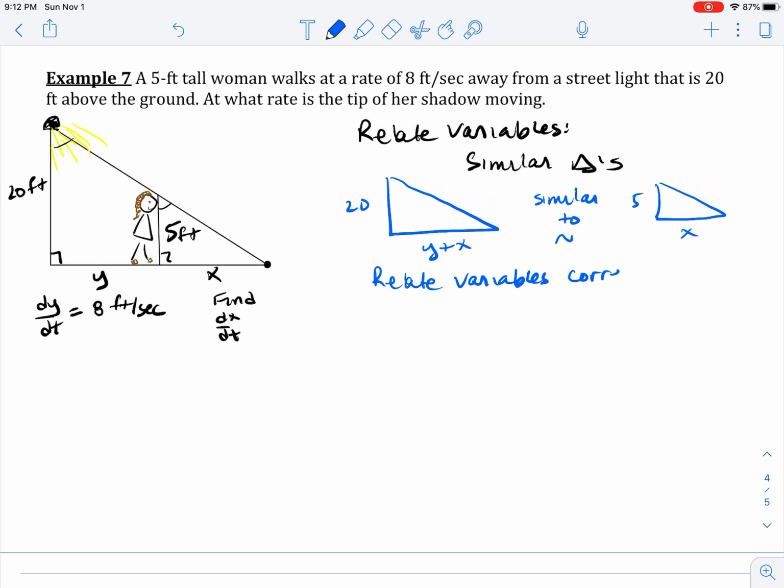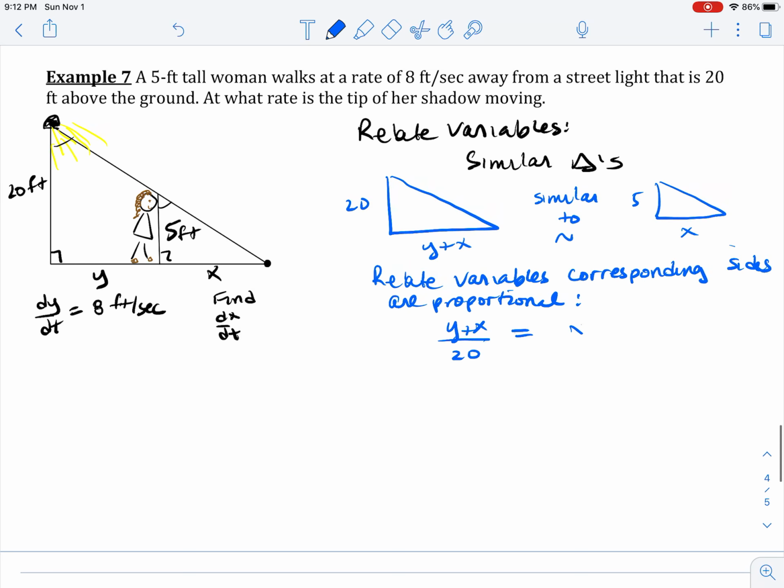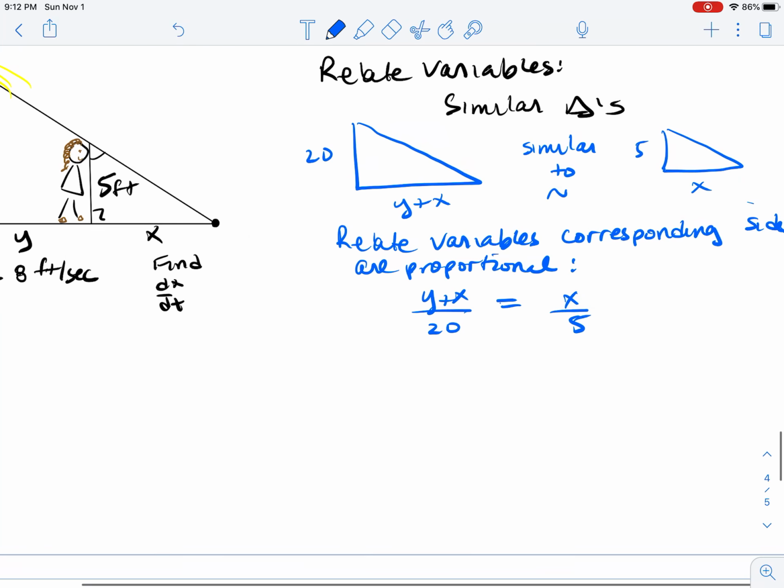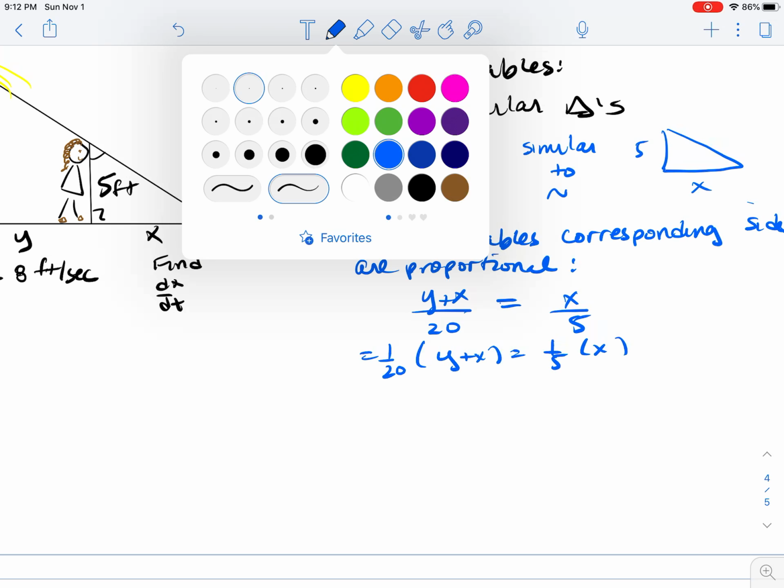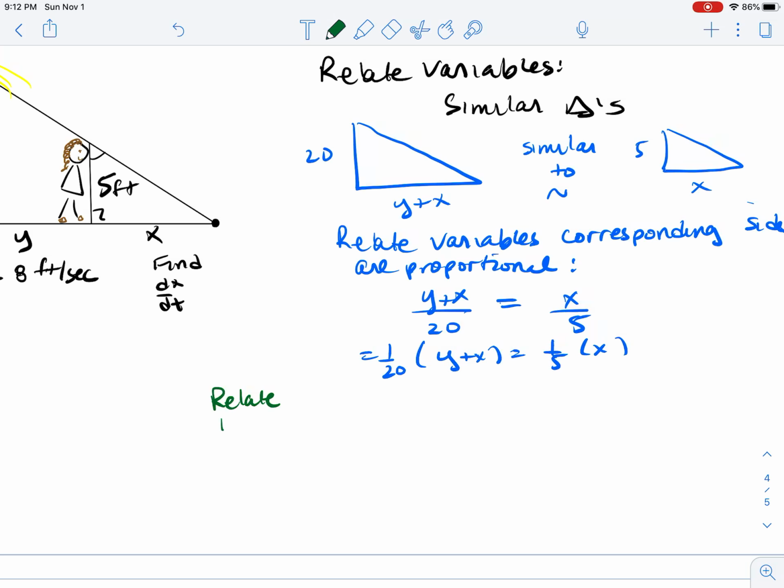So I can relate my variables with corresponding sides, right, are proportional. And if corresponding sides are proportional with similar triangles, I can see that (y plus x) over 20 is going to equal x over 5, right? And I can rewrite that as 1/20 times (y plus x) equal to 1/5 times x, right? So that's related my variables, and now it's time to relate my rates.